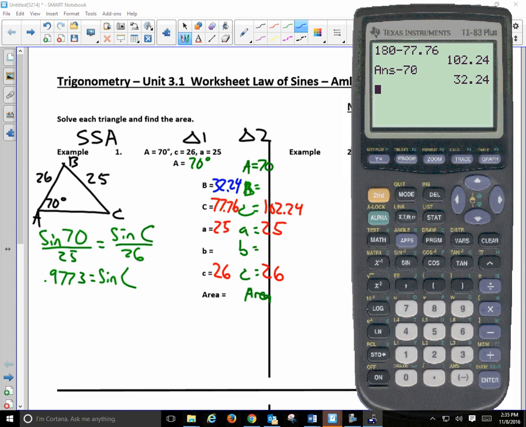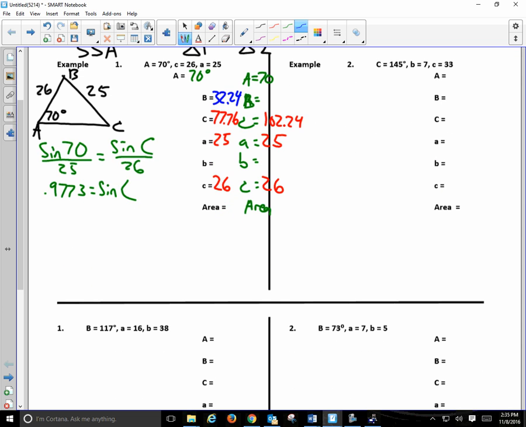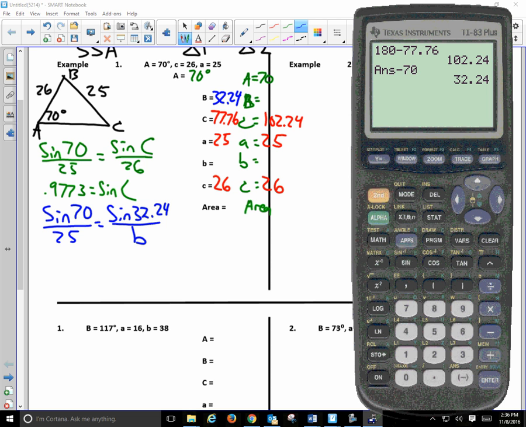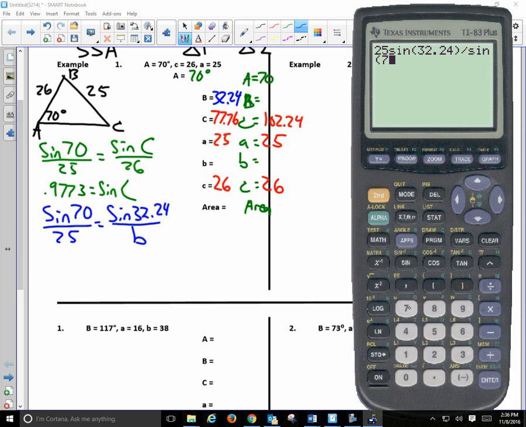Sweet. Can I now find angle B or side B? Yeah. Sine of 70 over 25 equals sine of 32.24 over B. Cross multiply. 25 sine of 32.24 divided by sine of 70. 1419.